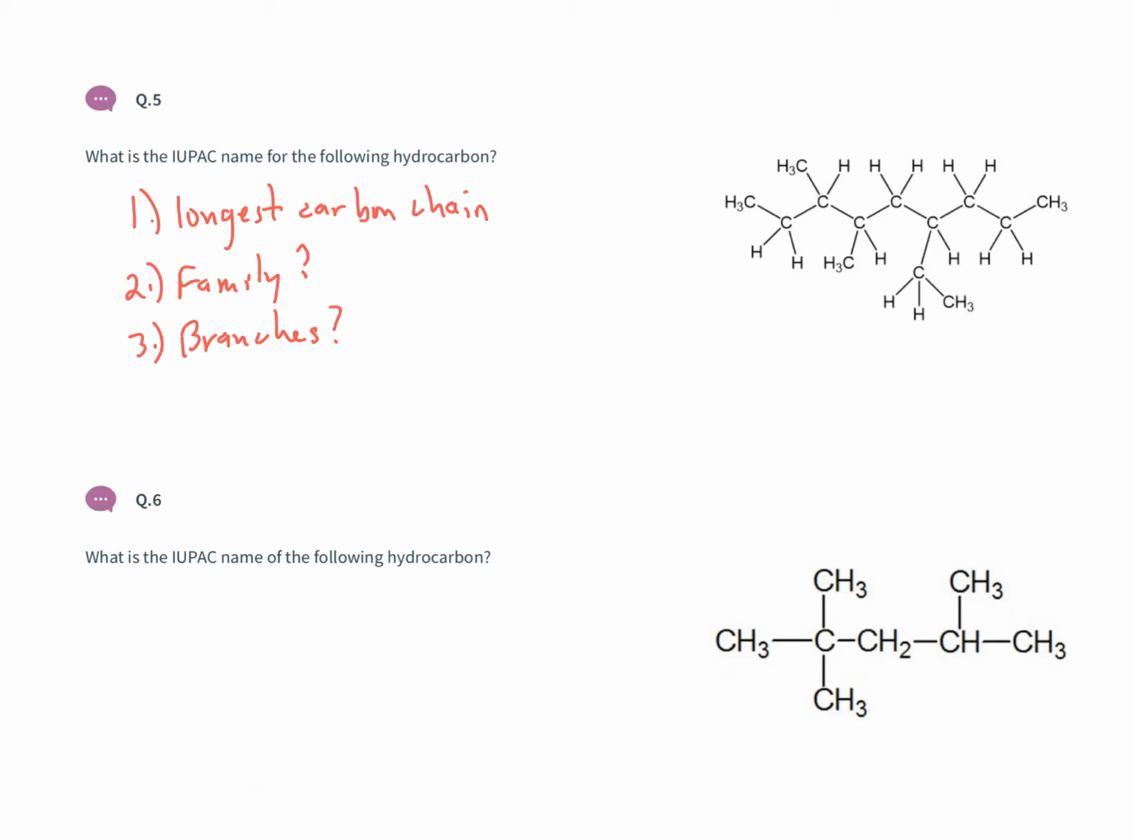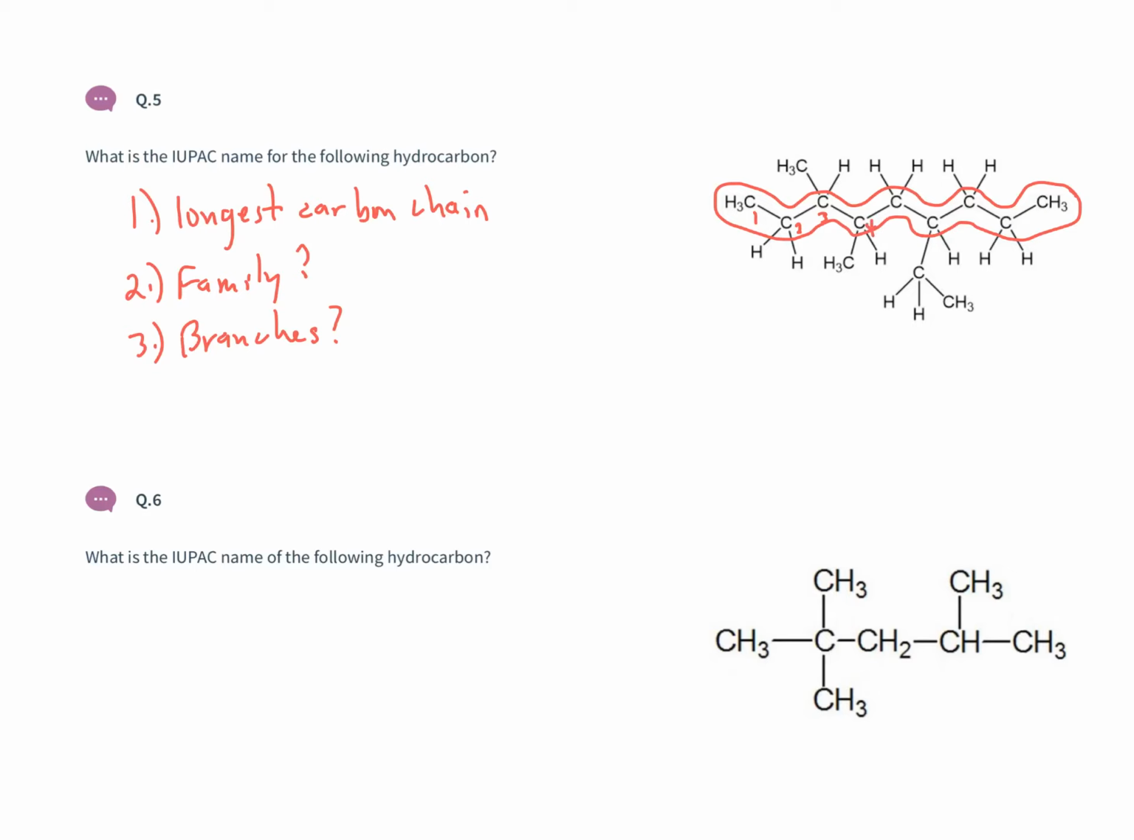So for question five, the longest continuous carbon chain, right? Work our way right through here is our longest continuous carbon chain. I want to count this chain in a way that gets me to the first branch with the lowest number possible. And so if I count from the left, I see that I've got 1, 2, 3. I've got my first branch off of the third carbon. So I want to continue counting from the left.